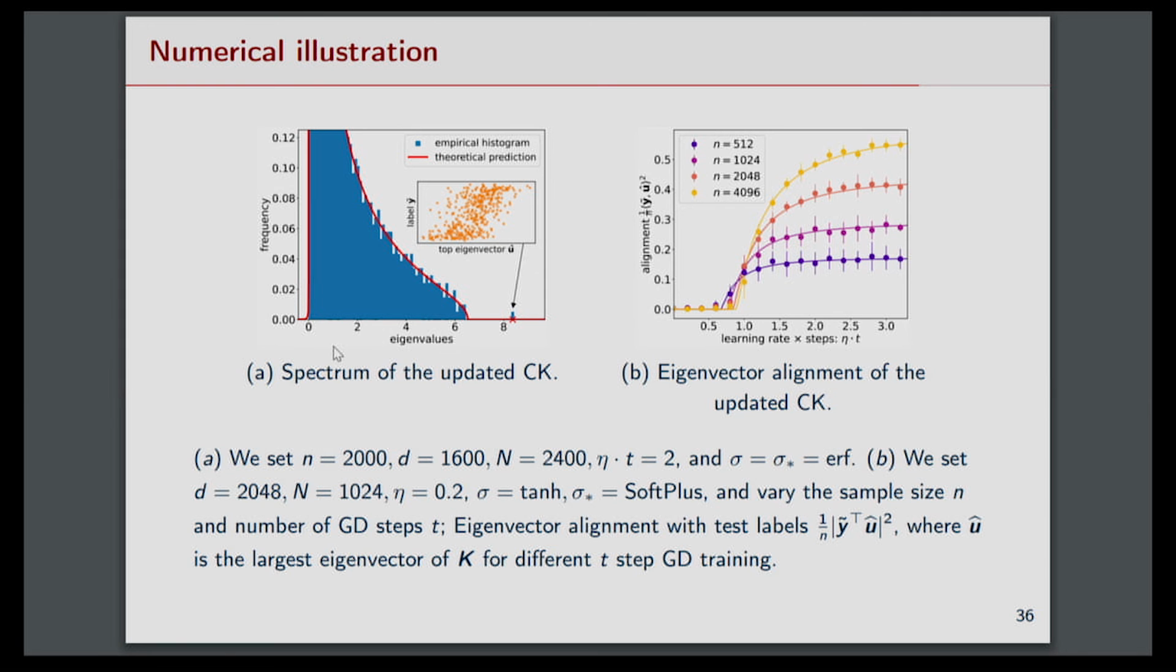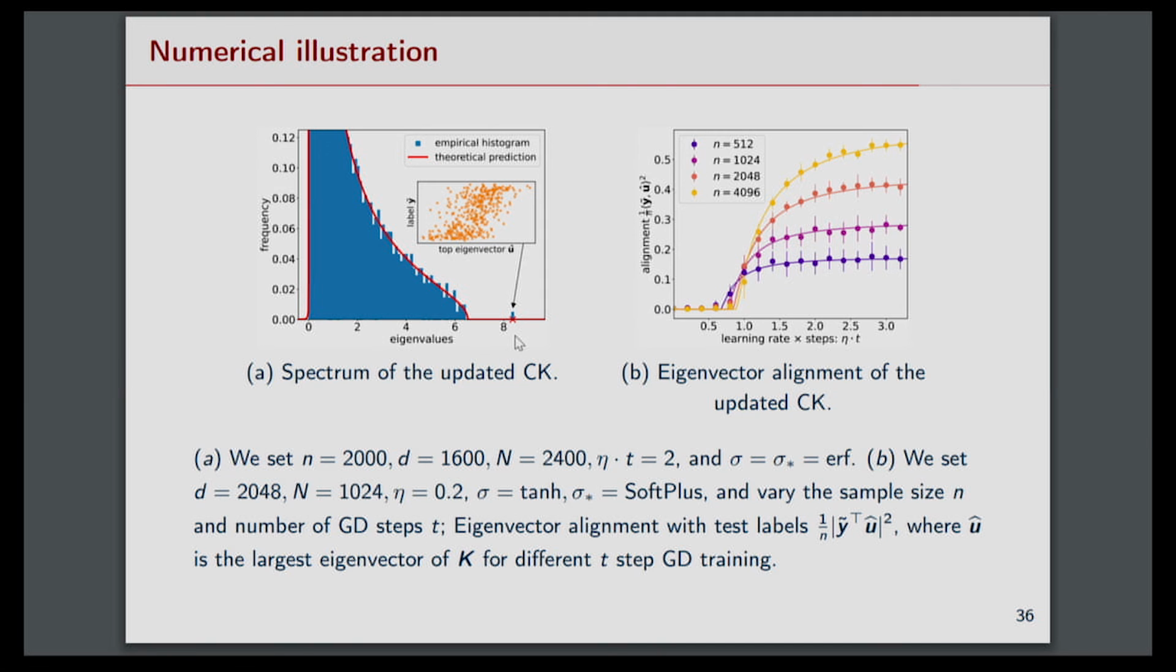So this is the main theorem. I will explain this theorem from these two pictures. Figure A is just the eigenvalue histogram for this trained CK matrix. You can see the bulk is still the Marchenko-Pastur distribution we presented before, and you have a spike eigenvalue here. And this red marker is the prediction from our theory.